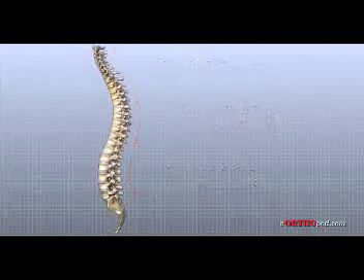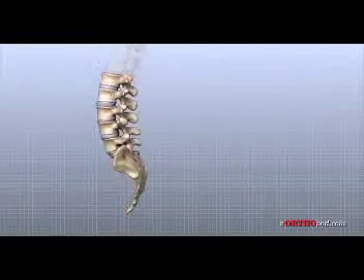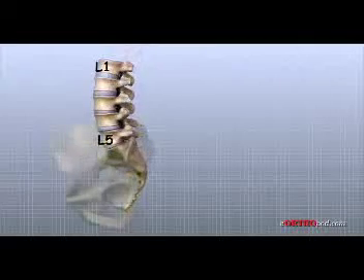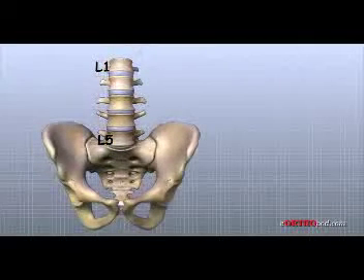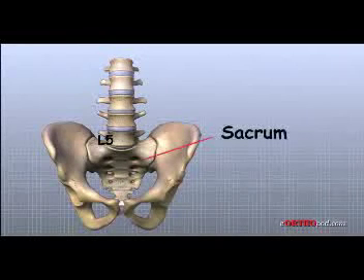The lumbar spine is made up of the lower 5 vertebrae. Doctors often refer to these vertebrae as L1 to L5. The lowest vertebra of the lumbar spine, L5, connects to the top of the sacrum, a triangular bone at the base of the spine that fits between the two pelvic bones.